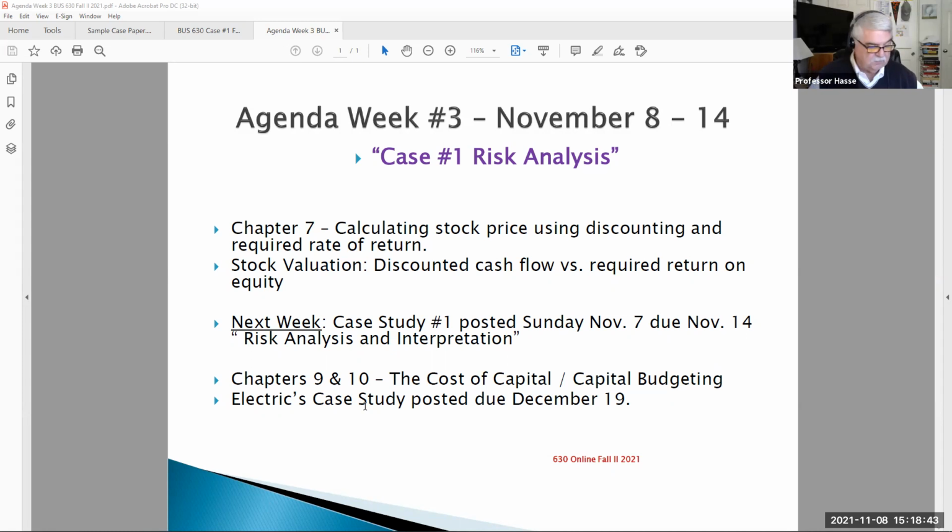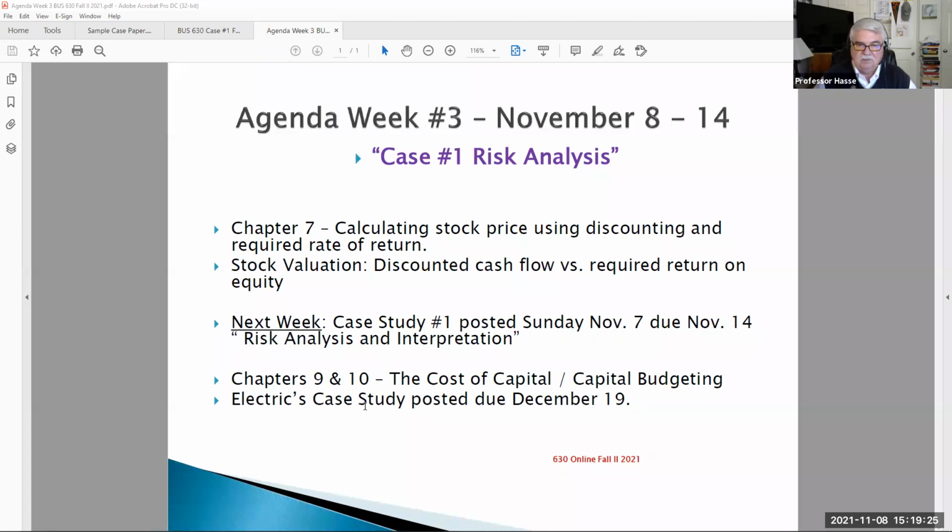This is our week 3 Monday lecture for corporate finance for the week of November 8th to the 14th. And the key point of this week, which will take up most of our time with this lecture today, is our case number 1 risk analysis case. For a lot of you, this is a new experience doing casework at the MBA level. And so I want to walk through and go over what I'll be looking for, what are the requirements and the rubric for this work, and making sure you all are comfortable with your work as you start out this first case study in APA format called Risk Analysis and Interpretation.